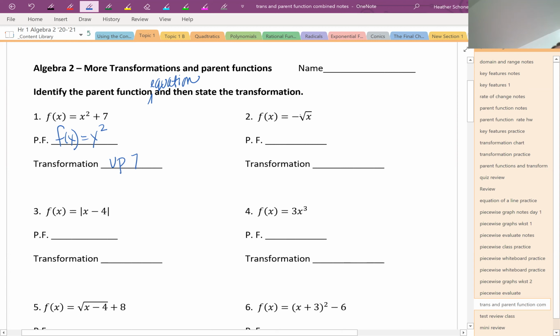Over here on number 2, the function is the radical, so it's f of x equals the square root of x. The transformation, well, with this negative in front, that is a reflection.